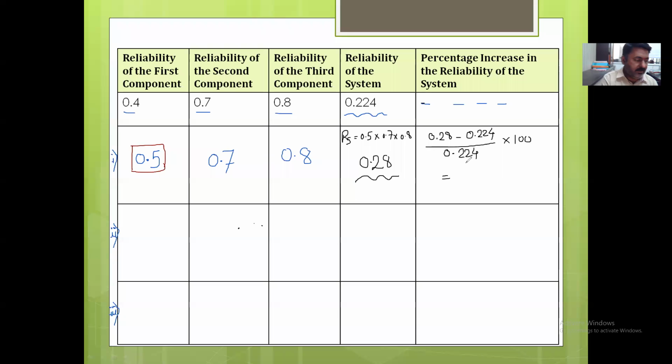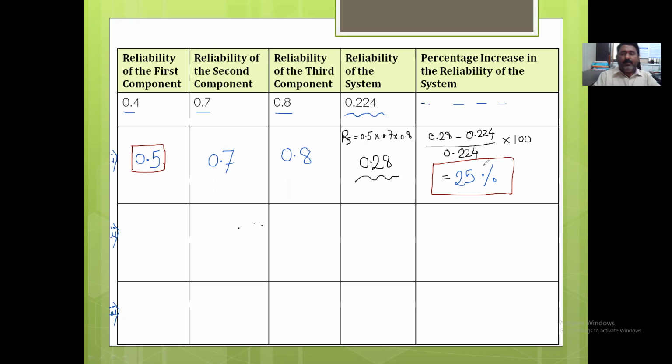Is it okay? Are you getting? Yes. Okay, so 25% I will write, and I will highlight it. So this is the percentage increase of the reliability.